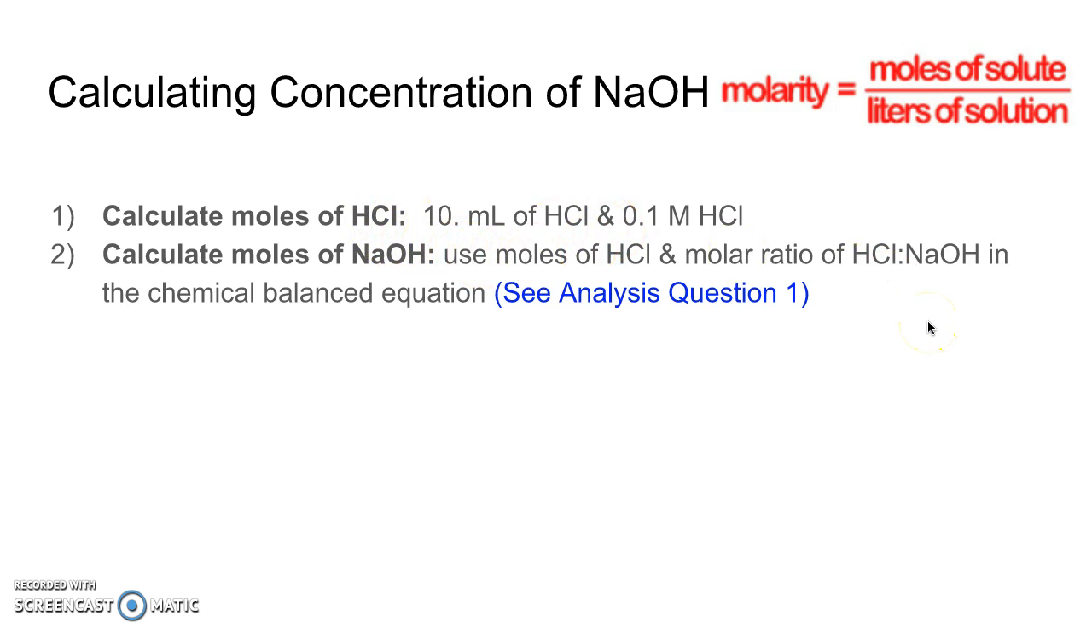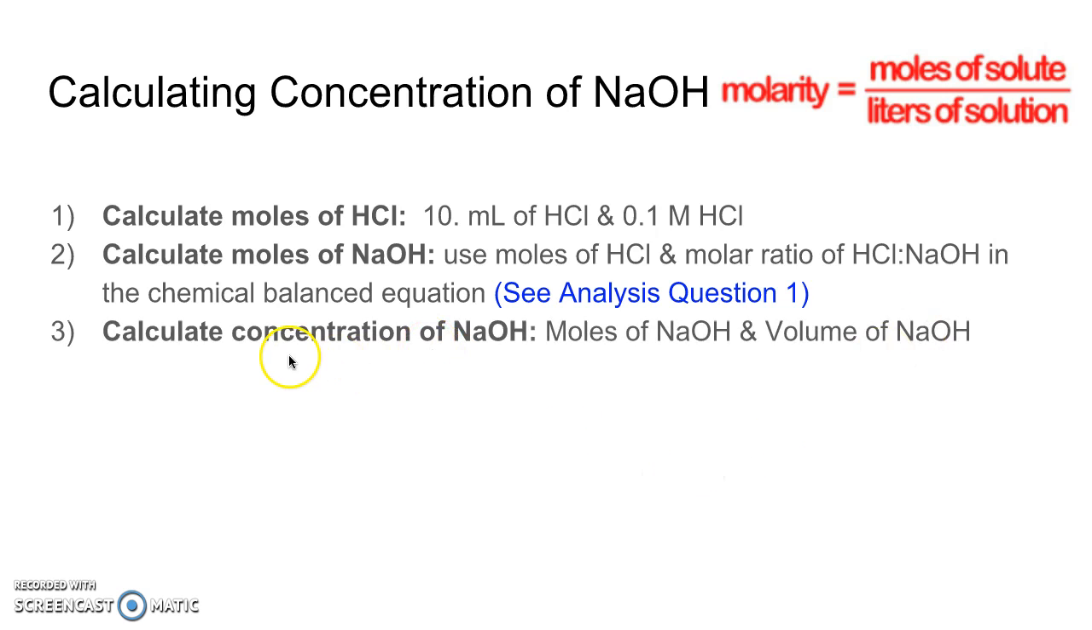Once you've completed the second step and you have your moles of NaOH, the final step is to calculate the concentration of NaOH. Again, we're going to go back to this equation up here. You're looking for molarity in this case, that's your unknown. You know the moles of NaOH, and you know the liters of solution. The liters of solution comes from the volume of NaOH that you used for that trial.